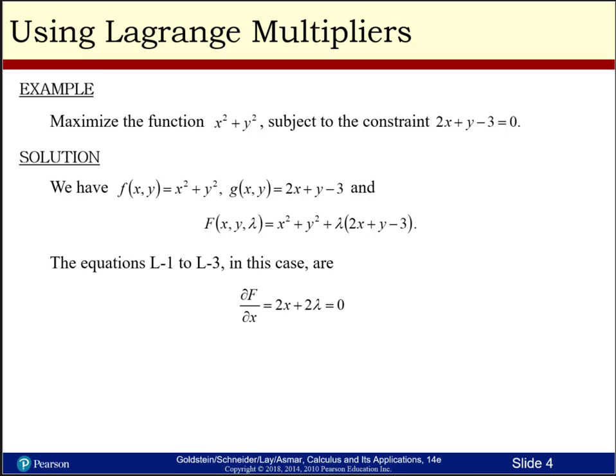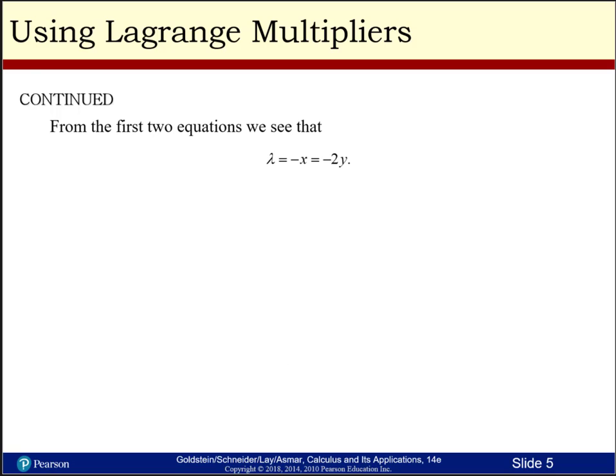So for this case, we have the partial of F with respect to x is just going to be 2x plus 2 lambda equals 0. The partial of F with respect to y is going to be 2y plus lambda equals 0. The partial of F with respect to lambda is going to be 2x plus y minus 3 equals 0. From the first two equations, we see that lambda equals negative x, which is equal to negative 2y. So let's write x equals 2y.